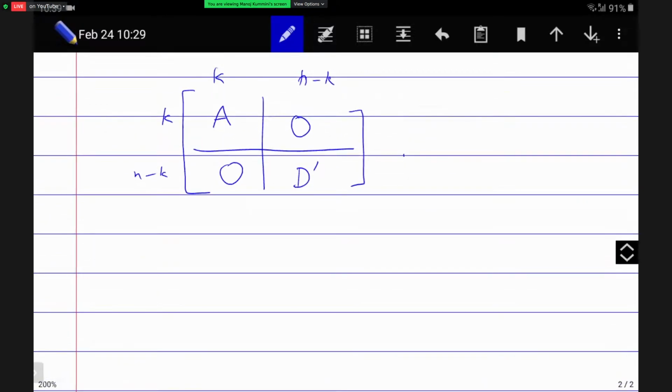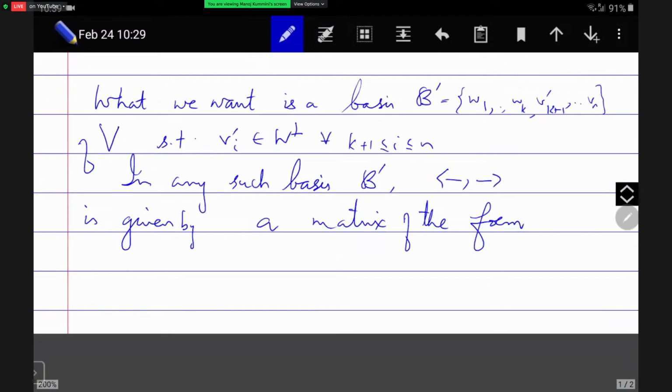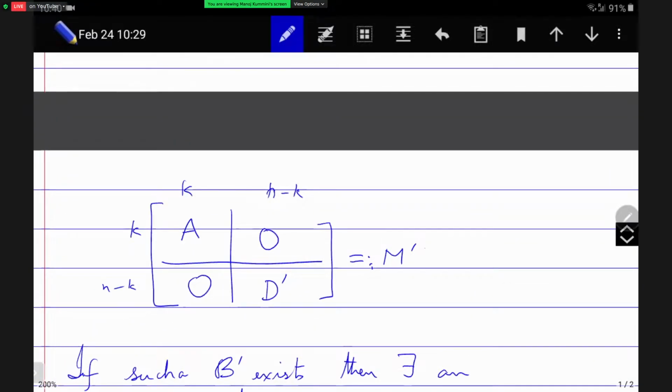So let me call this matrix M prime. If such a B prime exists, where the second part comes from W perp, then there exists an invertible matrix P such that M prime is P star M P. This is just a change of basis from B to B prime.